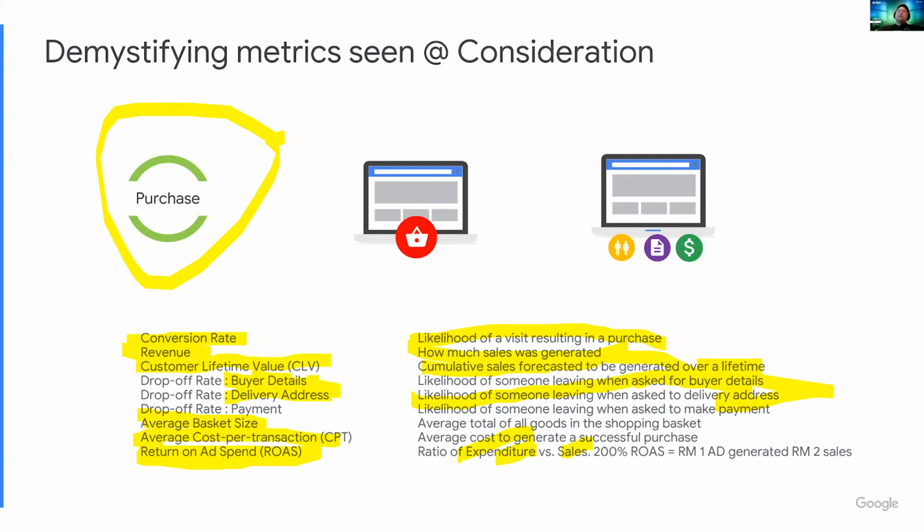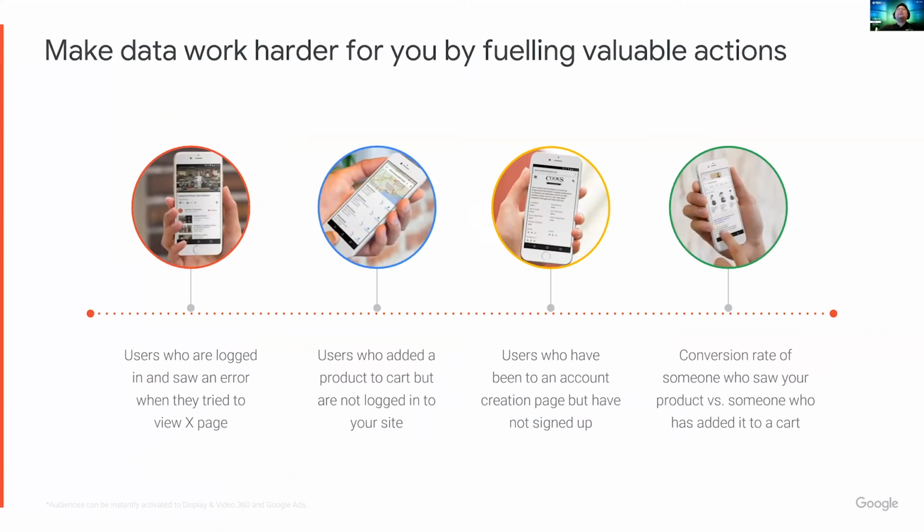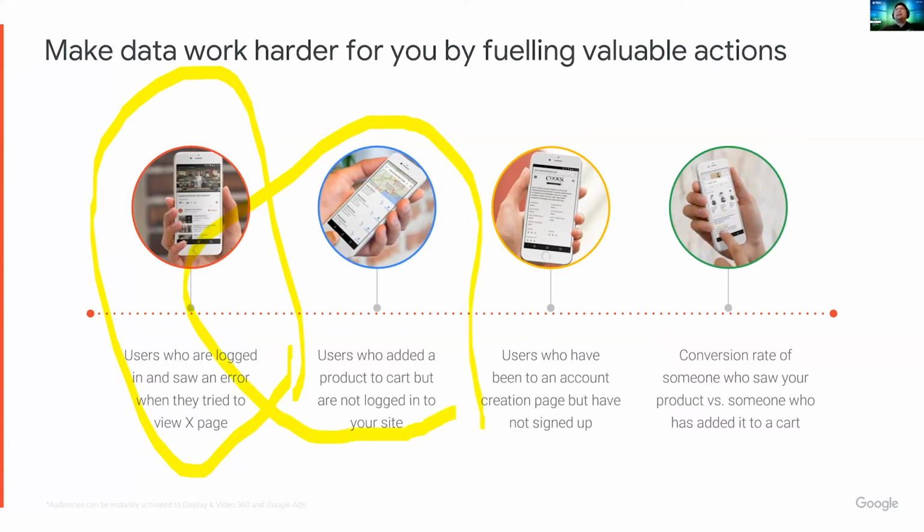So once you start doing this, in an ideal situation, you want to make data work harder for you so that you can fuel valuable actions. For example, if while keeping track of all the numbers, you realize that people were leaving because they saw an error, this needs to be escalated so that someone can intervene, right? And being able to differentiate between someone who has added an item into your shopping cart and someone who hasn't allows you to basically understand what they are interested in so that eventually if they leave, you can prepare a win back strategy to follow up.